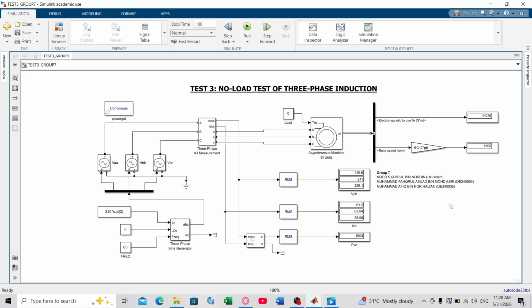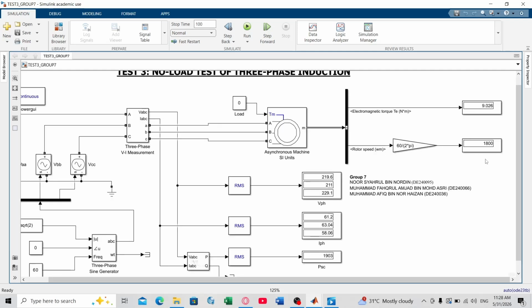From the values we can calculate the total resistance and the total copper losses and rotational losses of the motor. Here we get the total speed, which is equal to 1800 RPM.